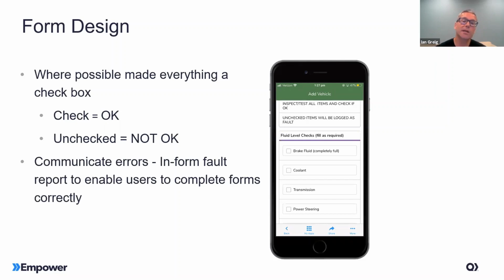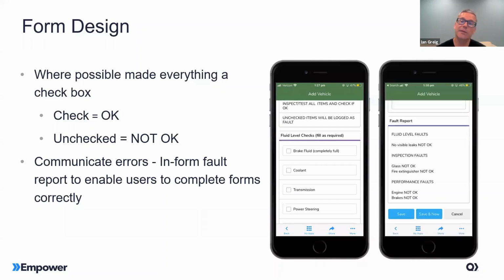And then what we've done is, at the end of these forms where we've got a lot of checklists, we communicate the errors back to the user to say, by what you've completed so far, these things look like they're not okay. So that became an opportunity, because people do sometimes forget to check something, to remind them to go back up and check that that is okay.